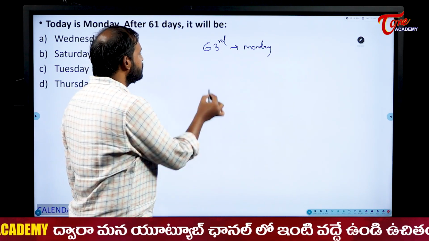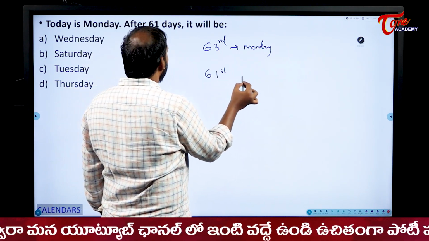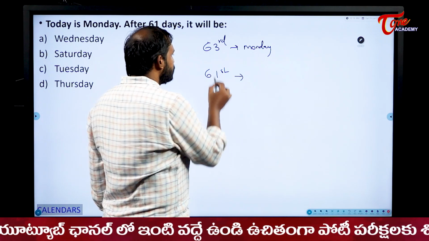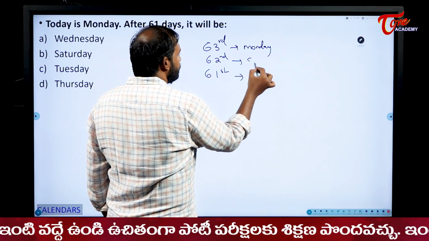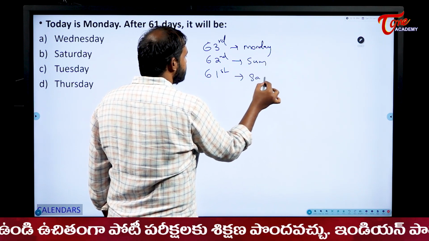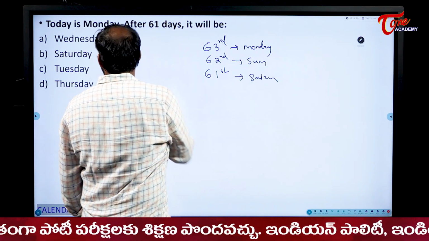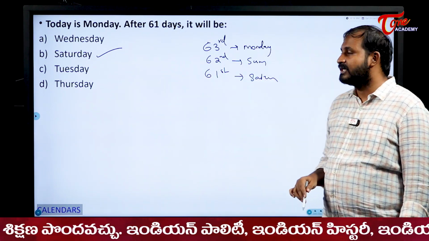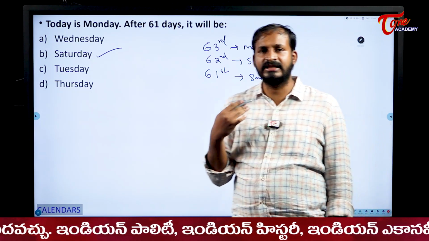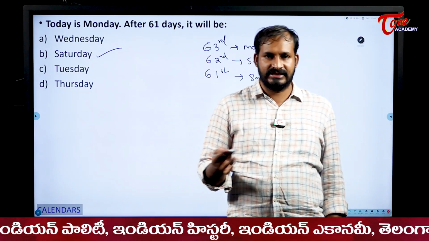But here they are asking us about the 61st day. What will be the 61st day? So 62nd it will become what? Sunday, and 61st will become what? Saturday. So our answer here becomes Saturday. This is how you need to check. 7 multiples, students. Just check the 7 multiples. Check the nearest 7 multiple.